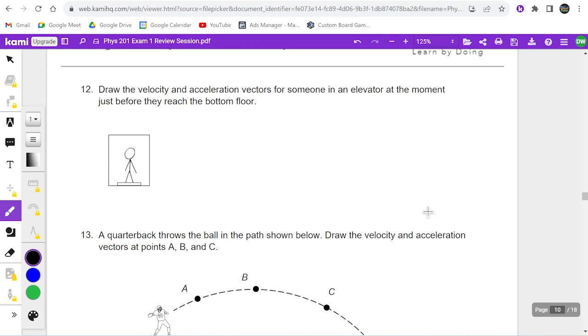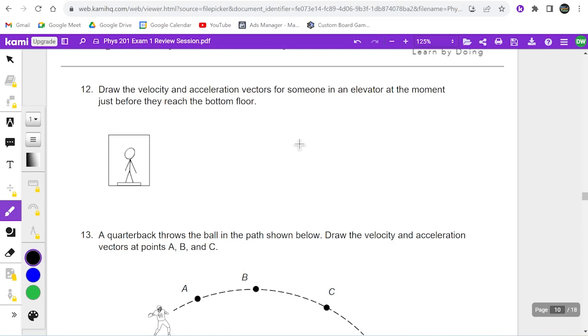And then who thinks the acceleration will point up? And who thinks the acceleration will point down? I suppose 0 is also an option, but I'll just tell you it's not 0 for this one. Okay, so hopefully you made your selection. And now I will explain for this elevator problem what to do.